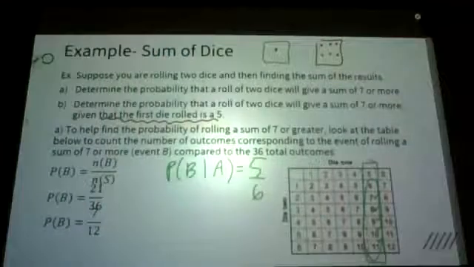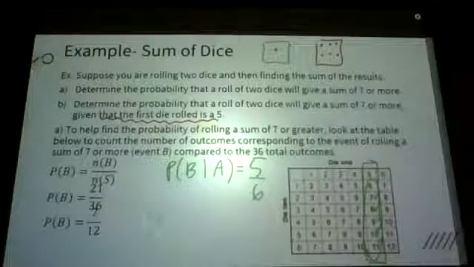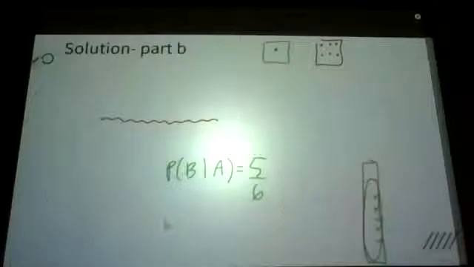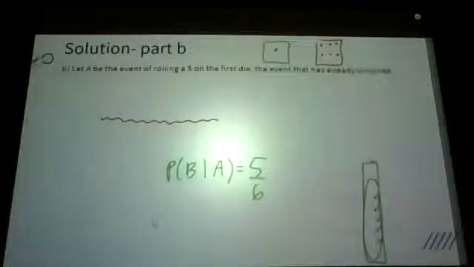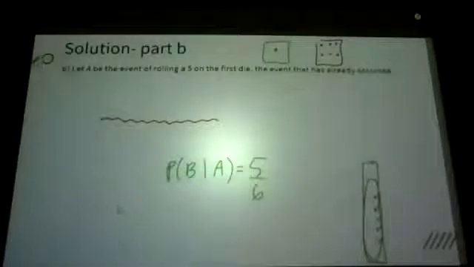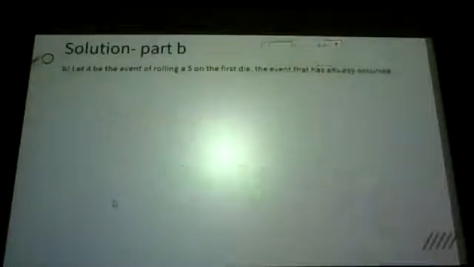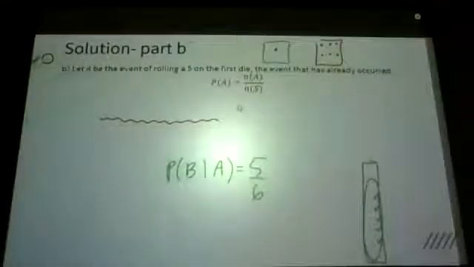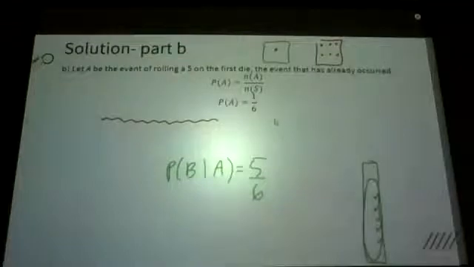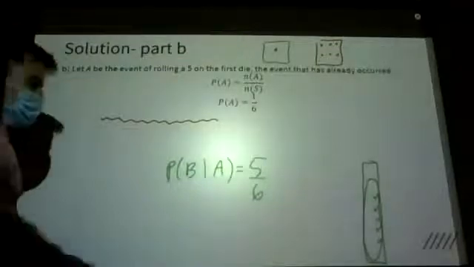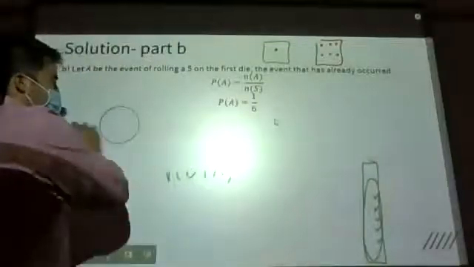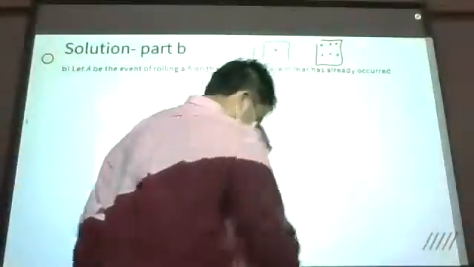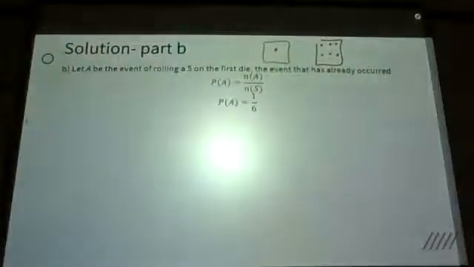So that's one way to do it, with the table. But for this one, let's do the actual formula and go through the steps. For part B, it says find the probability that we get a sum of 7 or greater given that we got a 5 on the first die. So let's go step by step. What's the probability that I get a 5 on the first die? Yeah, that's 1 out of 6. That's the probability that I just get an A. So now we piece everything together. What's the probability that I get a 5 on the first die and a sum that is 7 or more?